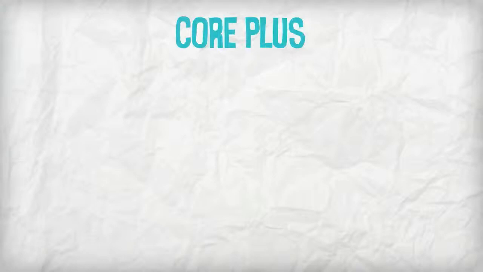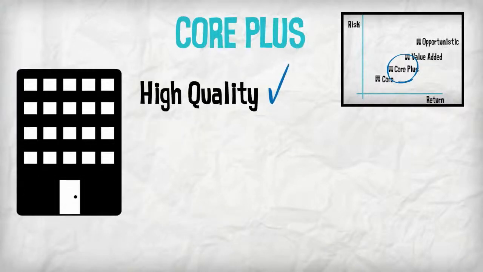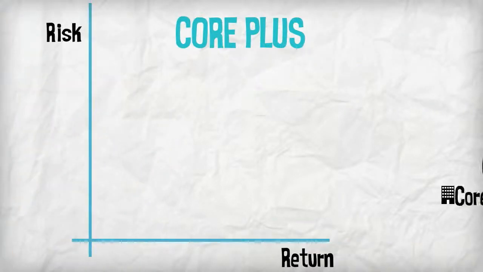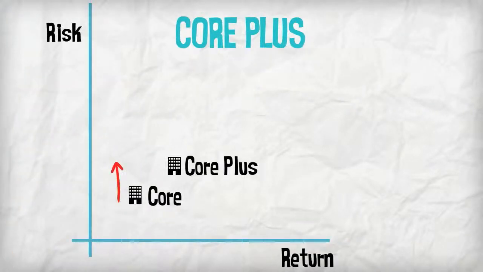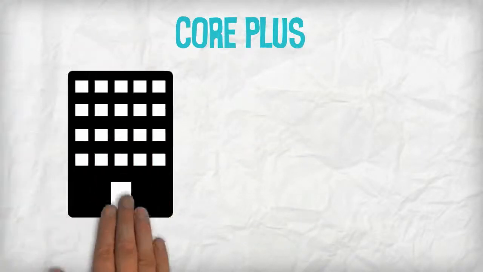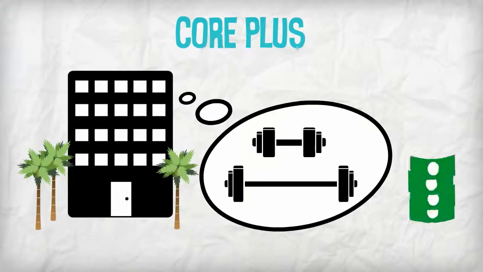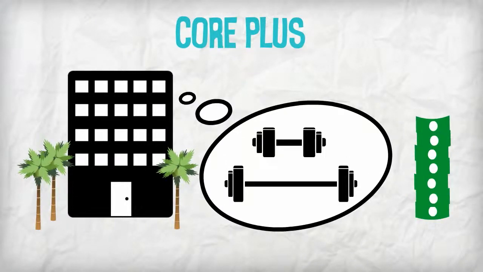Core Plus properties are next on the scale, with moderate risk and moderate return. Usually Core Plus properties are high quality, but could use some minor renovation or other form of enhancement to reach their full potential. That need for rehabilitation creates a little more risk and might require more financing than the traditional core assets, but at the same time, it's likely to increase the potential return. Maybe it's a luxury multifamily apartment complex in Los Angeles, where adding amenities such as a gym could allow the complex to command even higher rents.